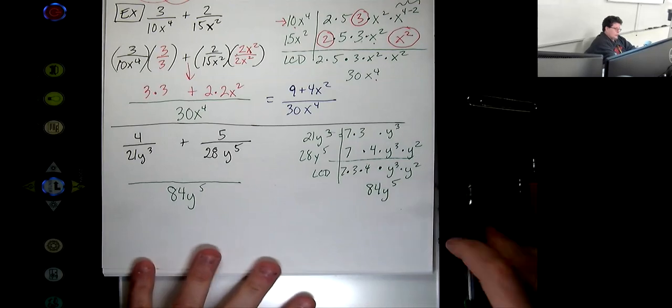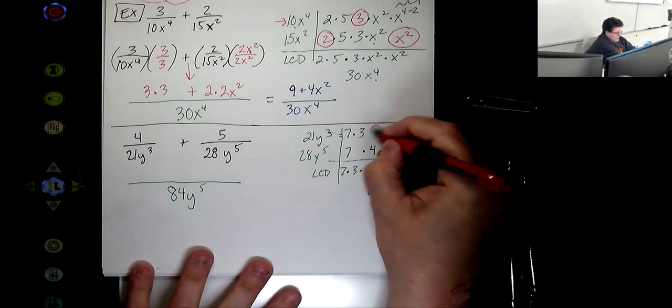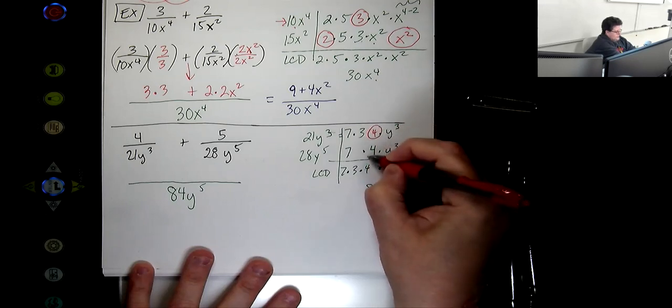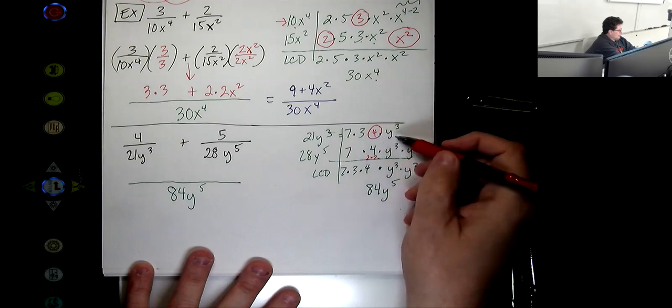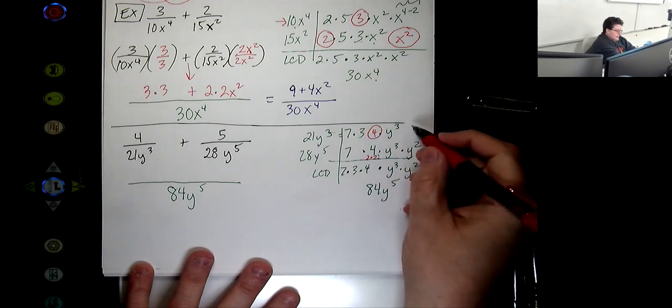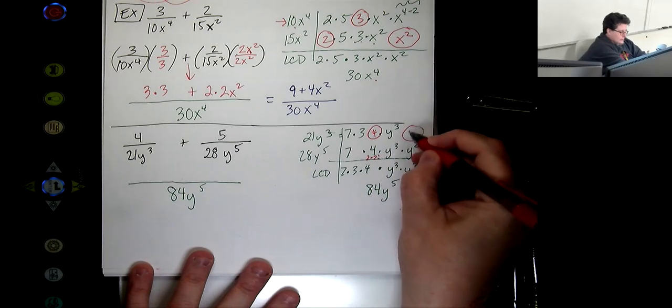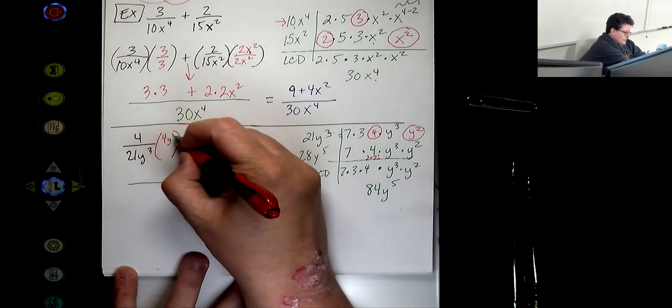Okay, so if we look at the holes. The 21 is missing this 4. I could have put 4 as 2 times 2, but I was on the last thing and the other one didn't have any 2's to cancel, so why bother? And it's missing this y squared. So I'm going to multiply this by 4y squared over 4y squared.